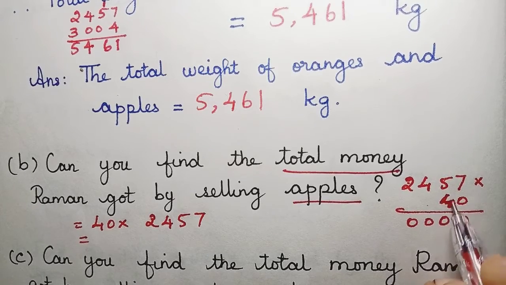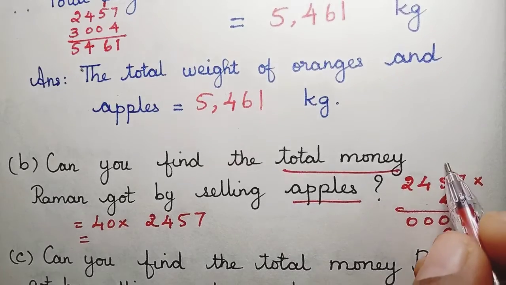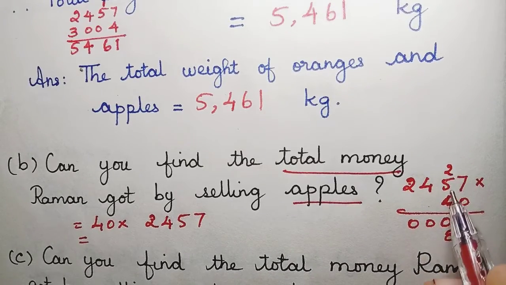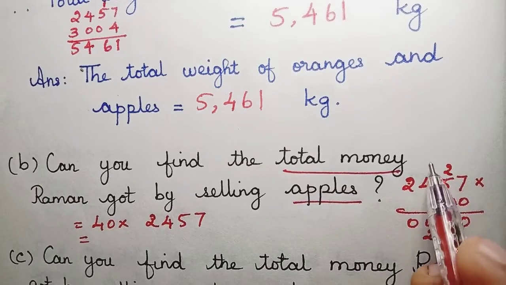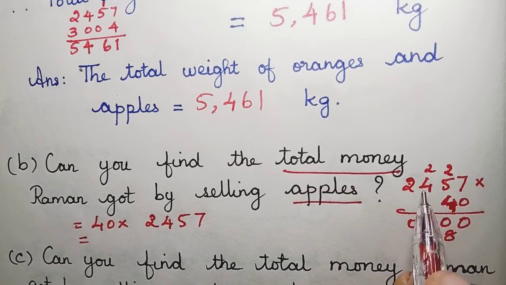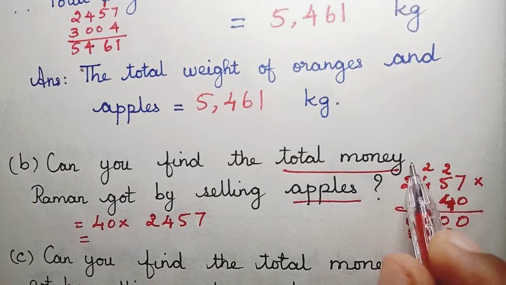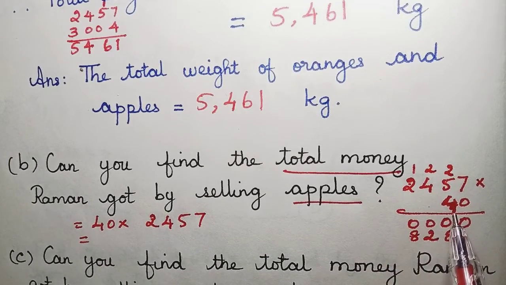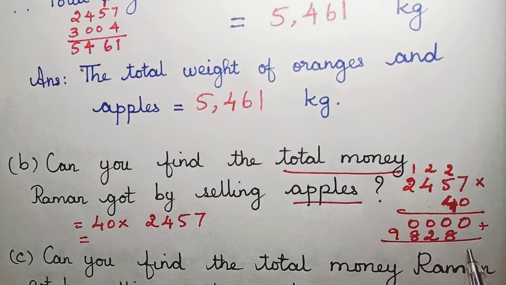Then multiply with 4. Okay, 4 sevens are 28. So remaining 2. 5 4s are 20. 20 plus 2 is 22. Balance 2. So 4 4s are 16. 16 plus 2 is 18. Balance 1. 2 4s are 8. 8 plus 1 is 9. Okay. So add this 2.